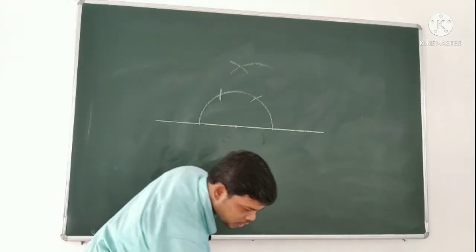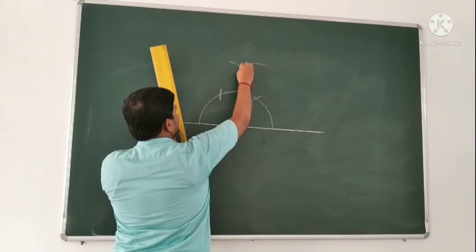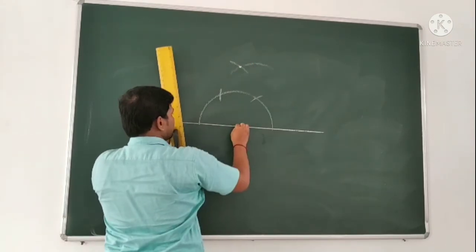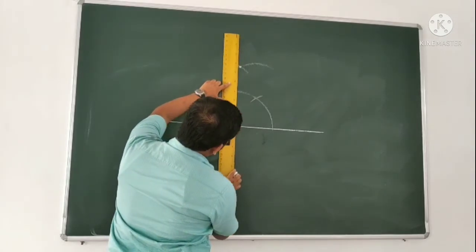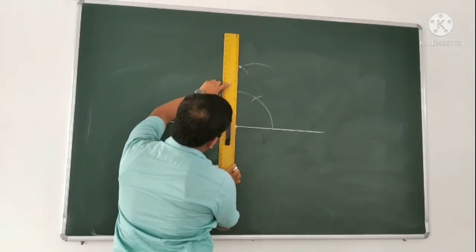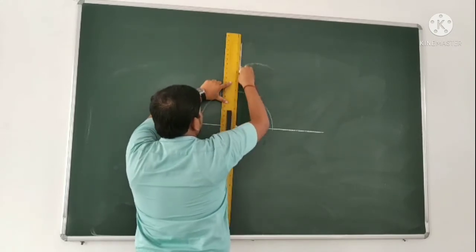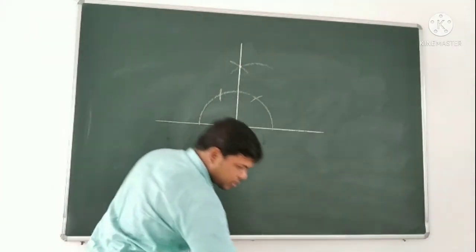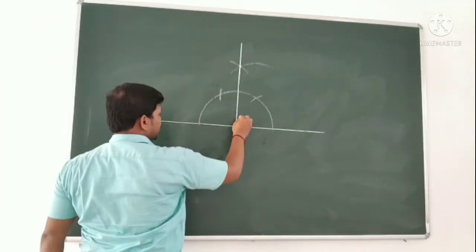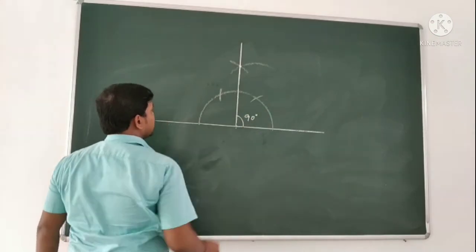So, next join these 2 points. Next join this point and this point. Join this point and this point. Then this angle will be the 90-degree.